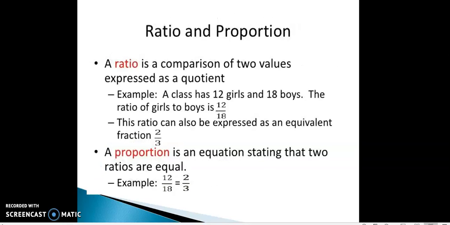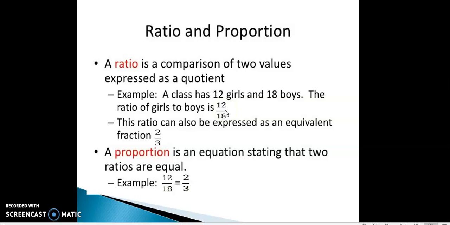So first of all, ratio and proportion. As we have learned in our previous classes, a ratio is a comparison of two values expressed as a quotient. For example, a class has 12 girls and 18 boys. The ratio of girls to boys is 12 ratio 18. This ratio can also be expressed as an equivalent fraction, 2 by 3.